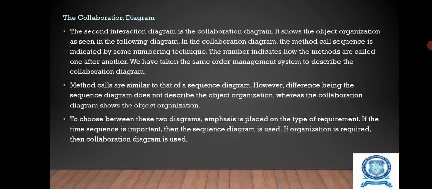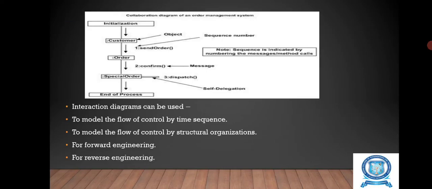Now let us see about the collaboration diagram. The collaboration diagram shows the object organization, and it has a method sequence which is indicated by a numbering technique. We are taking the same order management system to describe the collaboration diagram. The method calls are similar to the sequence diagram. However, the difference between them is that the sequence diagram describes the time sequence, whereas the collaboration diagram shows the object organization. To choose between these two diagrams, emphasis is placed on the type of requirement. If time sequence is important, the sequence diagram is used. If organization is important, the collaboration diagram is used. So this is the diagram which shows the collaboration diagram.